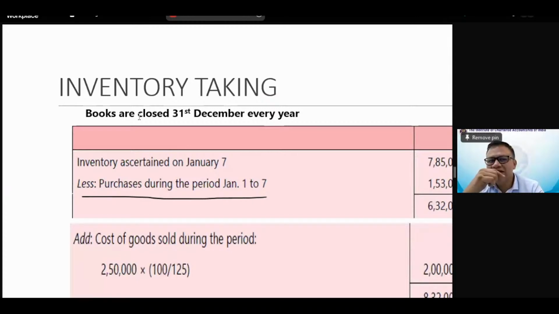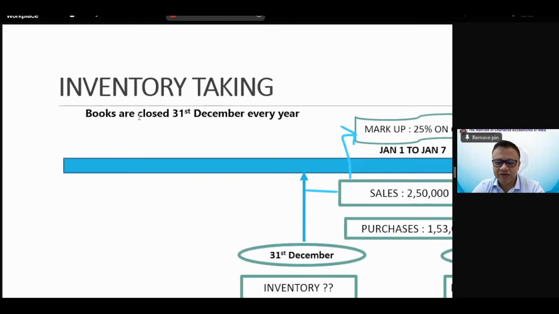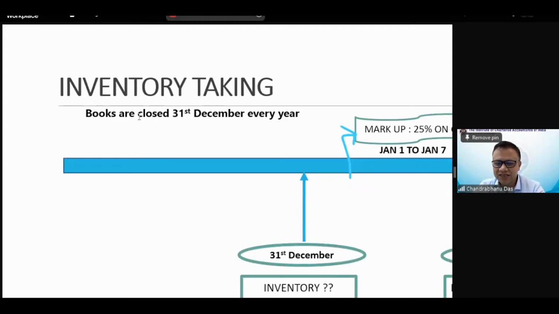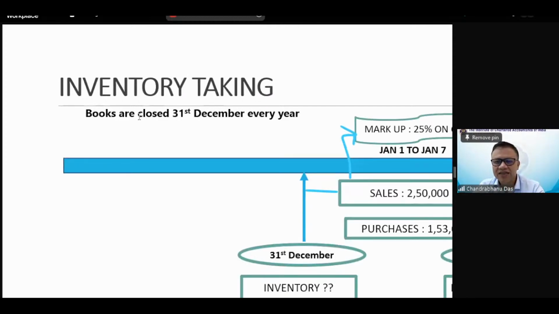But what happened in 31st January? I forgot to take those goods which are sold during the period. I mean, a period before 31st December, sir? No, I'll again show you the diagram. Just see clearly. What happened? This is 31st December. Sales happened. Purchases also happened. Correct? Yes, sir. Now, what I did is, I removed the purchases, first of all.